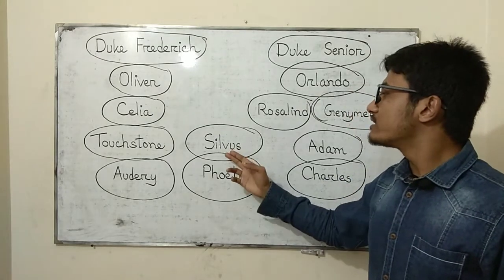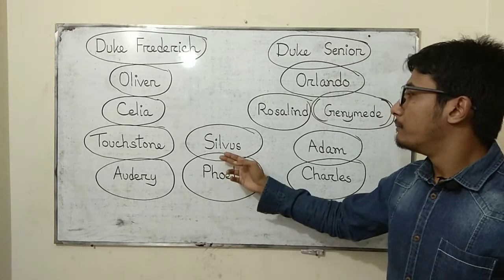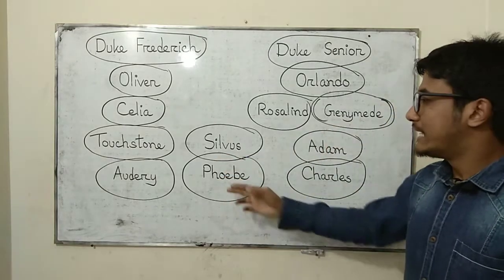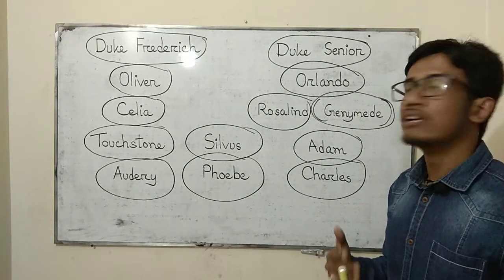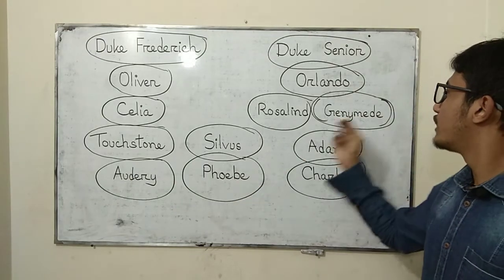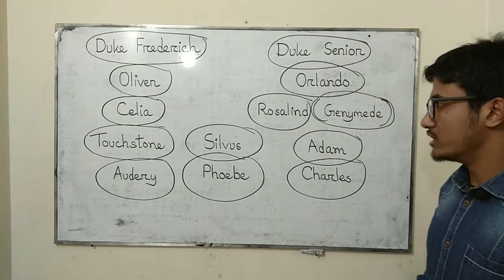The way Ganymede was scolding Phoebe made her even love Ganymede. There was no detachment in Phoebe, rather it was love, and the love was for Ganymede. So Phoebe falls in love with Ganymede, who is in the disguised form of Rosalind.